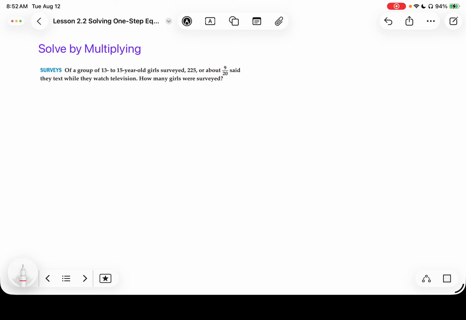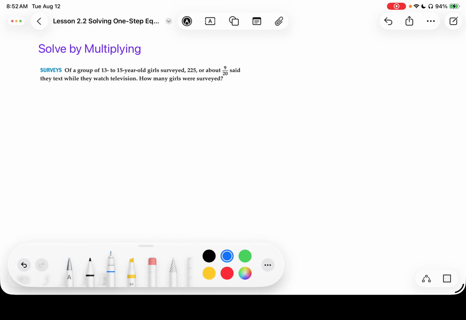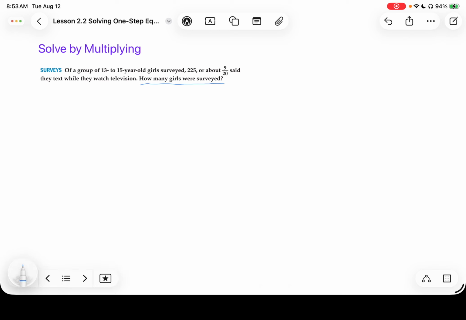So, as usual, anytime we've got a word problem like this, the first thing that we want to do is identify our variable. The variable in this case is going to be how many girls were surveyed. And we know that's the variable because that's the question that we're being asked. How many girls were surveyed? So number of girls surveyed is the variable.